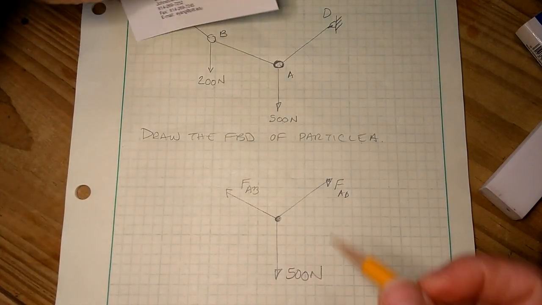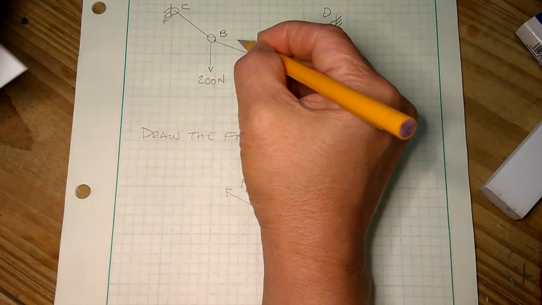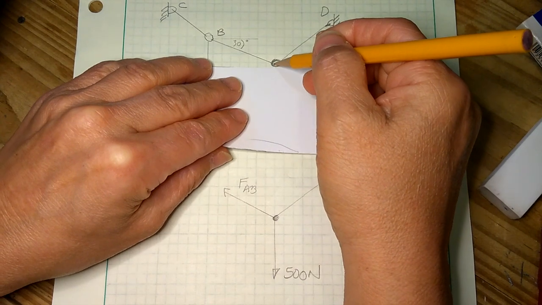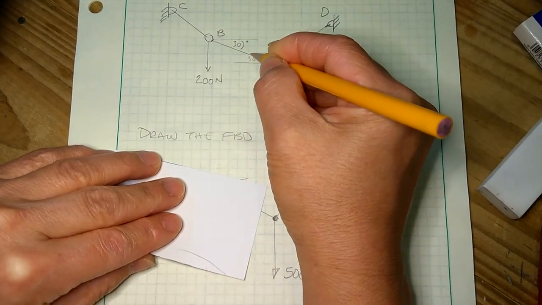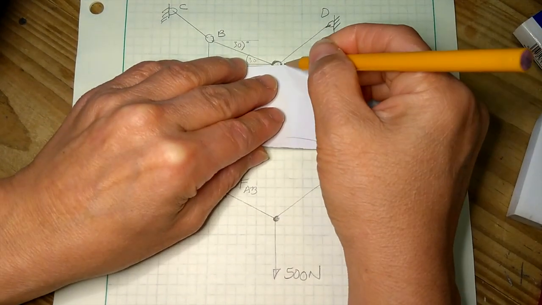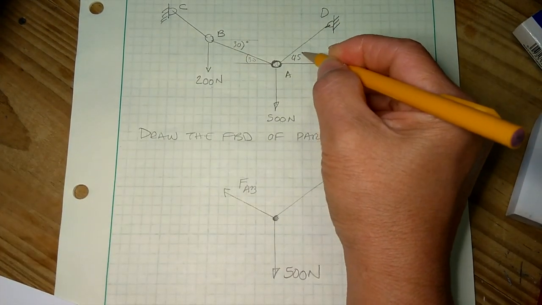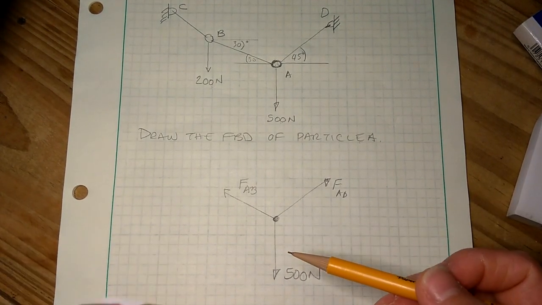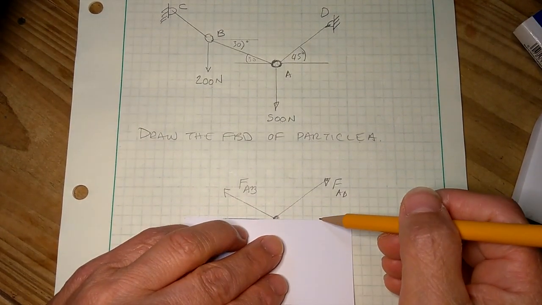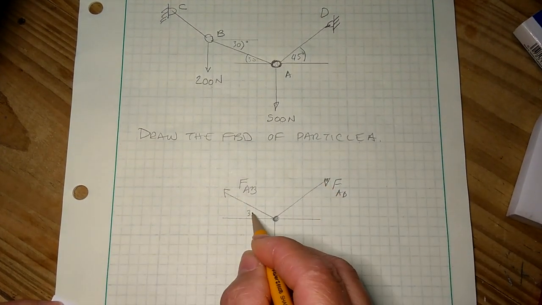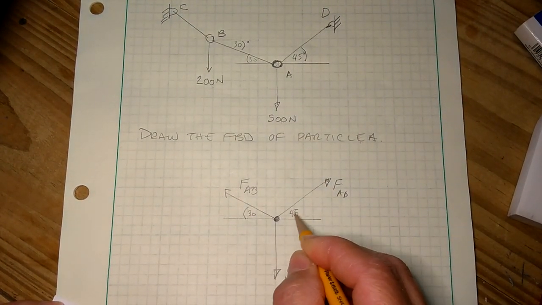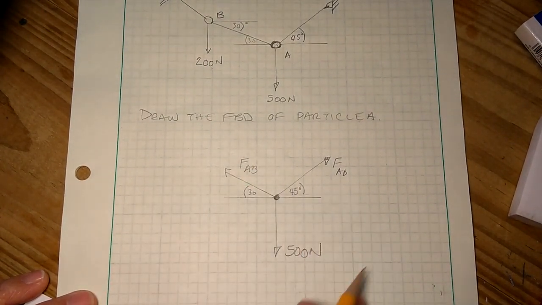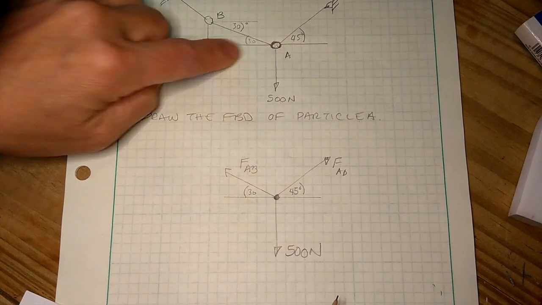Suppose we were given some angles, and let's say it was 30 degrees here. Therefore, we know that it's also 30 degrees here. And we're also given this angle right here. So we need to transpose those angles onto the free body diagram as well. So that would mean I know this angle and I know this angle. And this is the free body diagram of particle A.